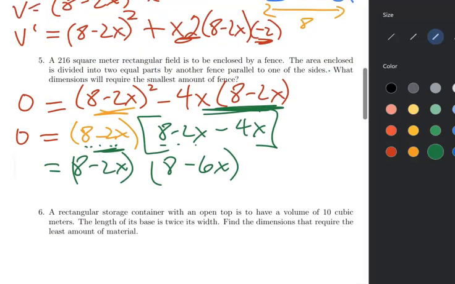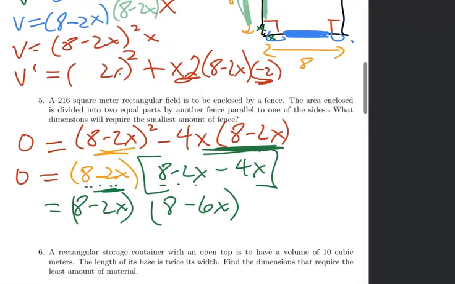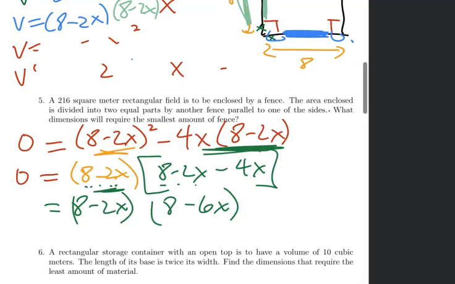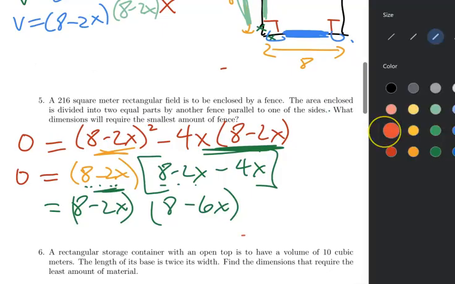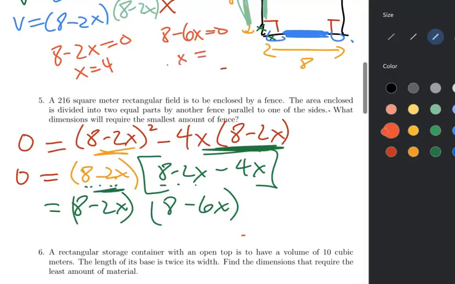So let me bring it up top again so that I can keep in mind context, right? What I was doing, I was making this box out of this 8 by 8 piece of cardboard. Okay, so this here gives me answers of 8 minus 2x is 0, or 8 minus 6x is 0. So if I solve this, I get x is equal to 4. And if I solve this, I get x is equal to 8 over 6, or 4/3.